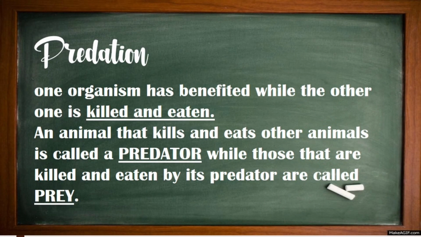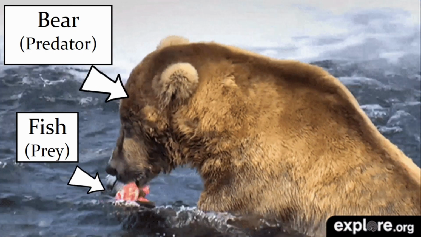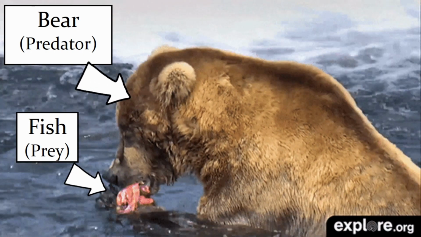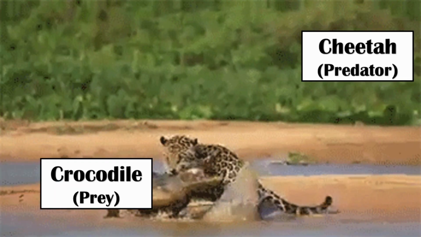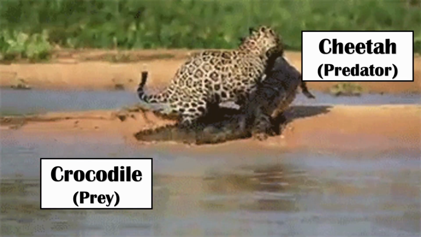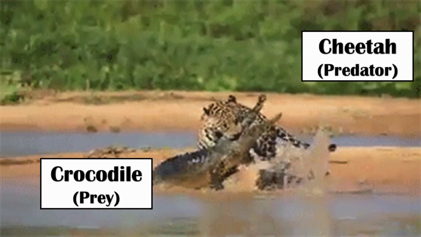Next is predation. This is when one organism benefits while the other one is killed and eaten. An animal that kills and eats other animals is called a predator, while those that are killed and eaten by the predator are called prey. As you can see in this image, the bear is the predator and the fish is its prey. Another example is the cheetah as the predator while the crocodile is its prey.